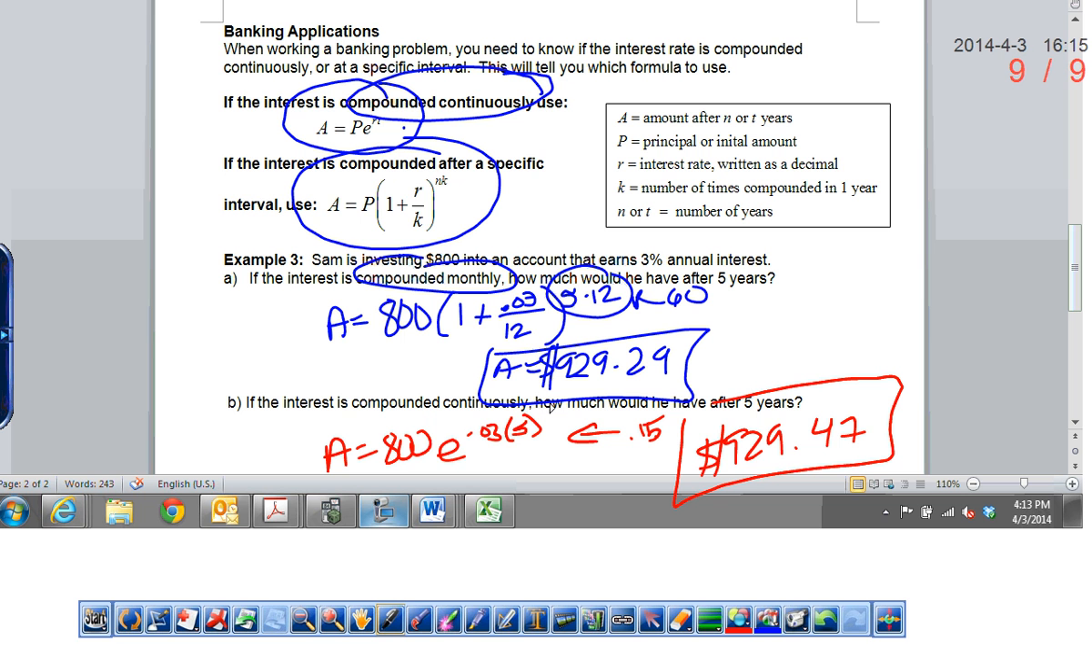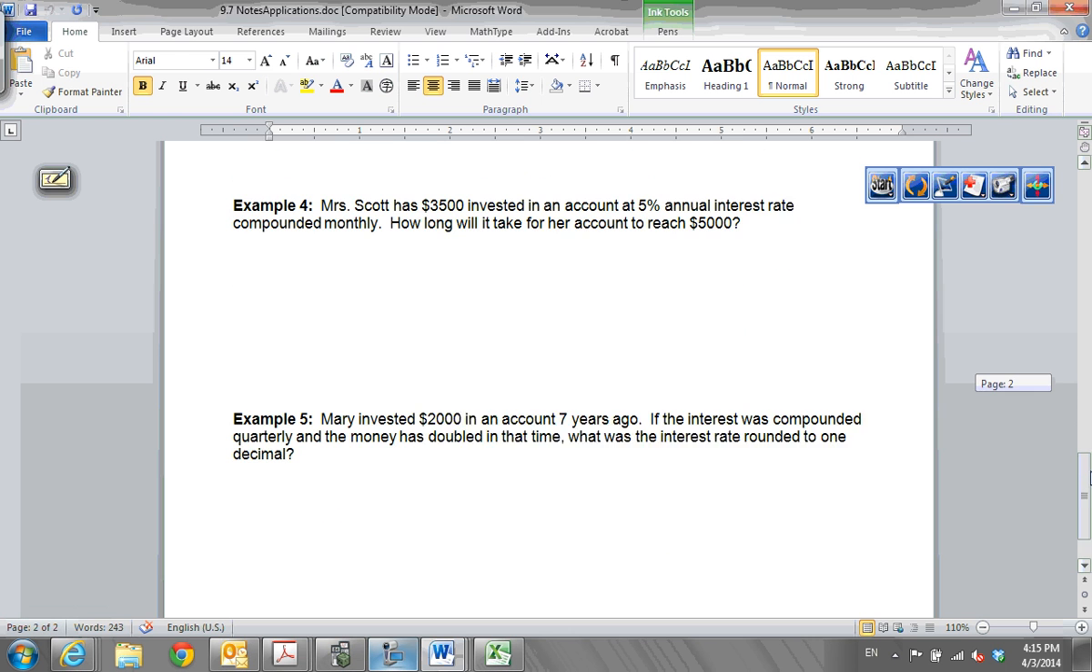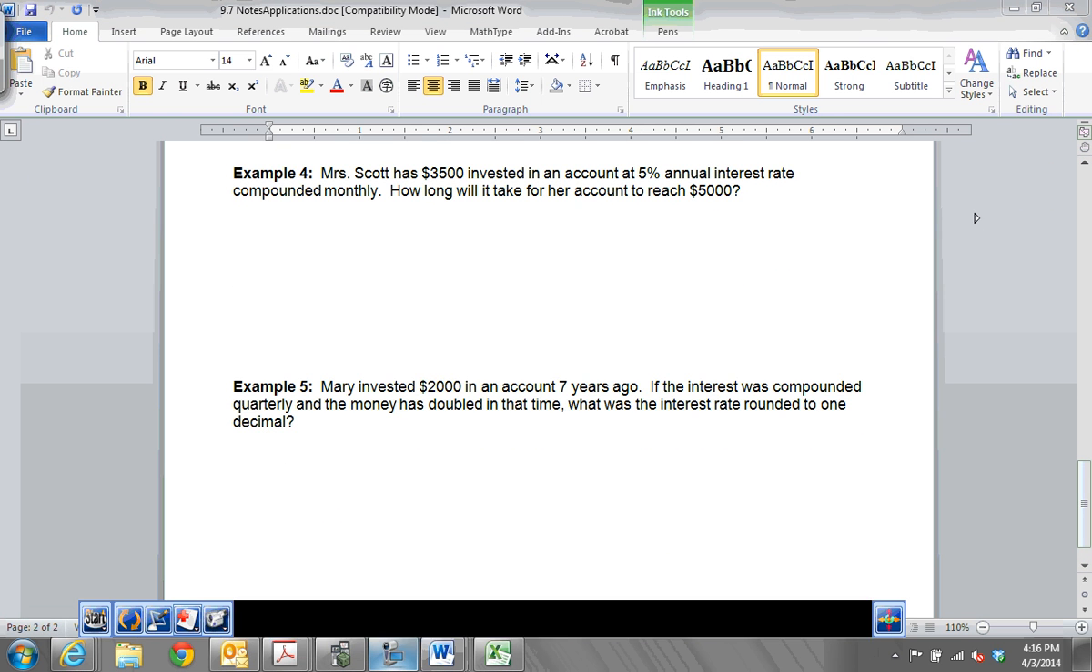So not much of a difference there. Usually, when you can continuously compound something, it grows pretty quickly. In this case, 5 years at such a low interest rate doesn't grow that quickly. All right, let's move on. We only have 2 left here, and they work differently than those.